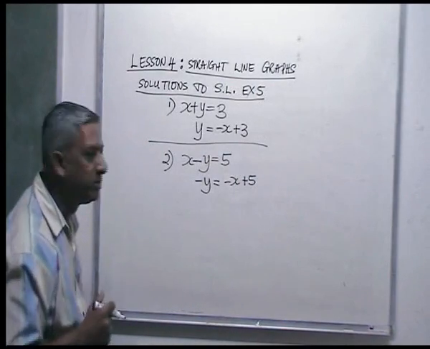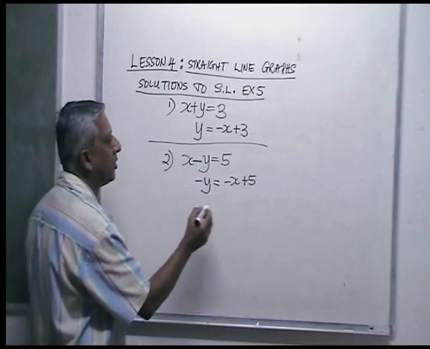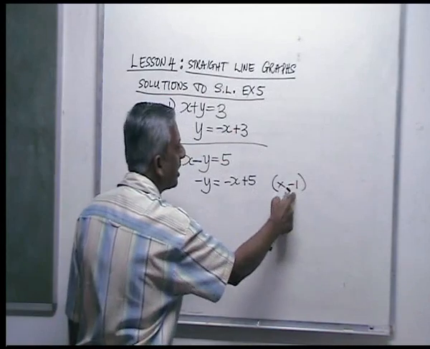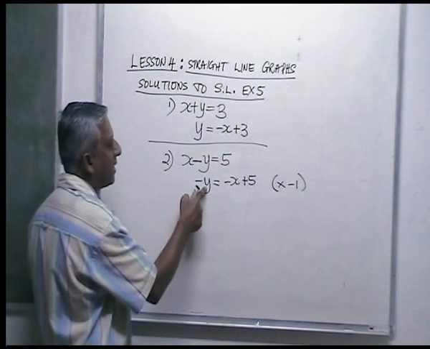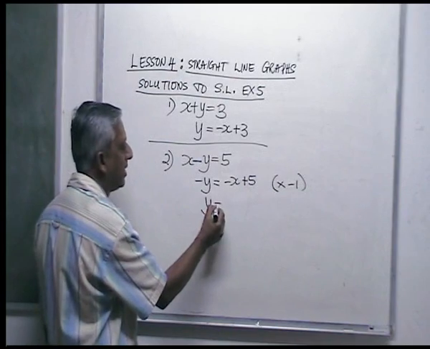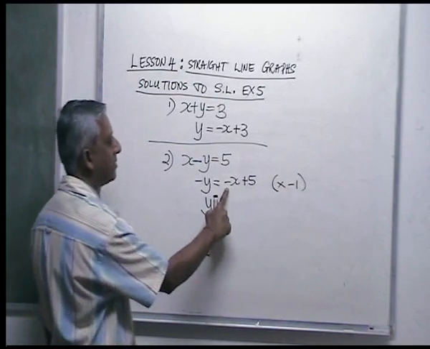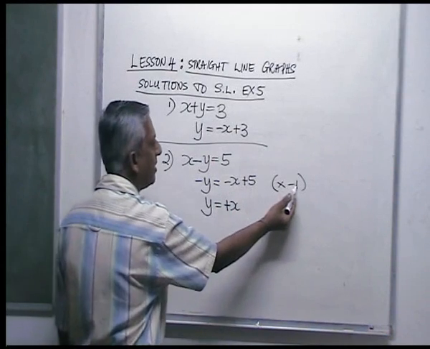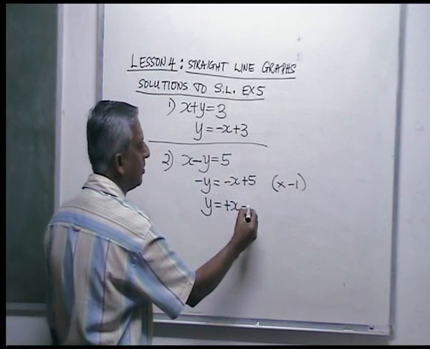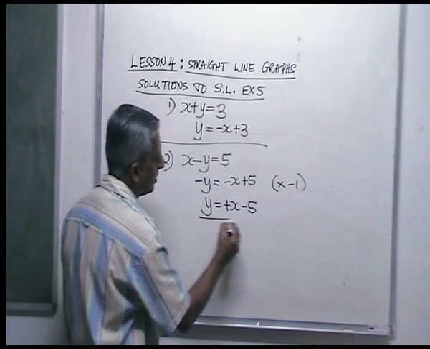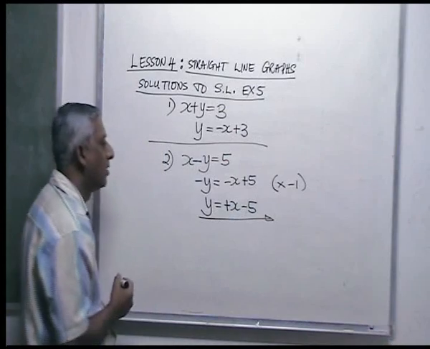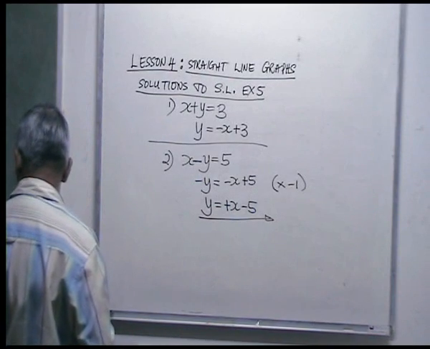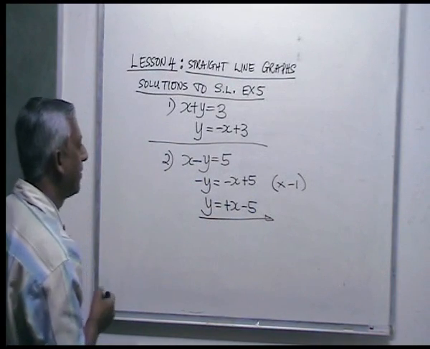Now it's not yet in standard form, so what you have to do is multiply by minus 1. So minus 1 times minus y will give you plus y. Minus 1 times minus x will give you plus x. Minus 1 times plus 5 will give you minus 5. So in standard form, the answer is y is equal to x minus 5. Alright, now we're going to move on to number 3.